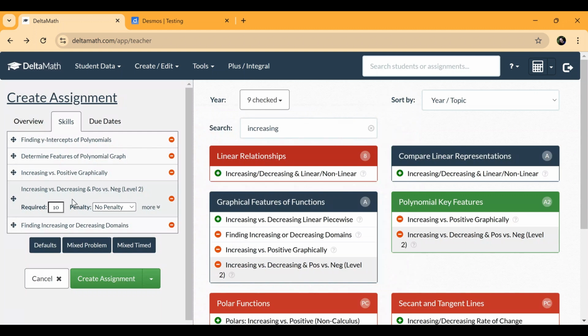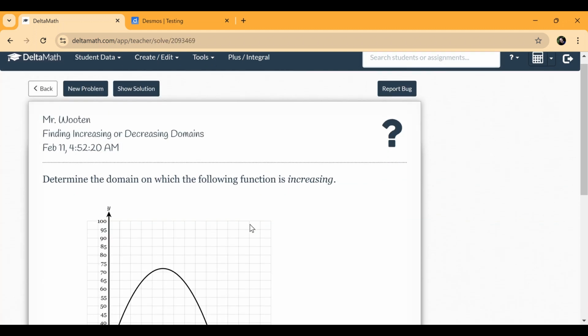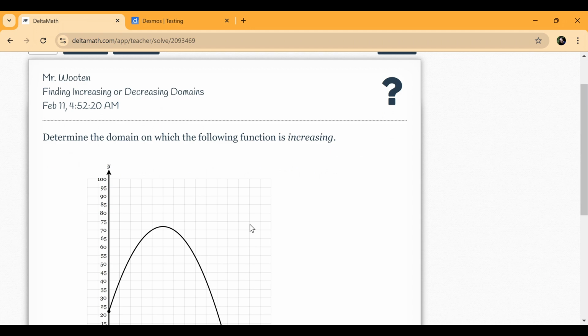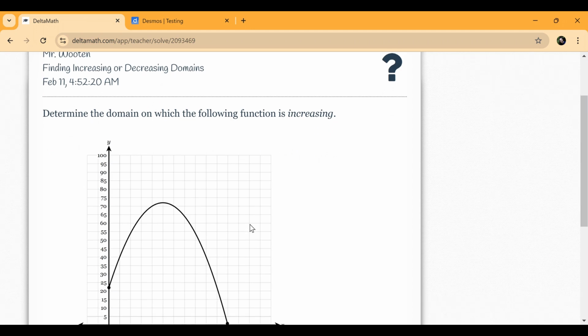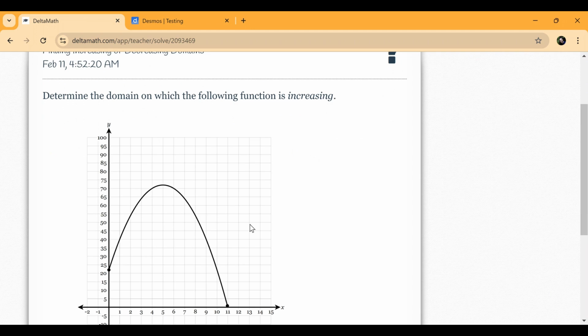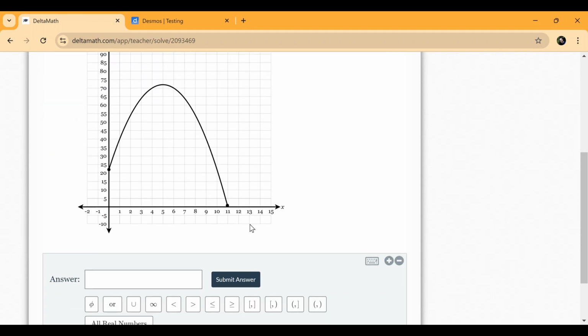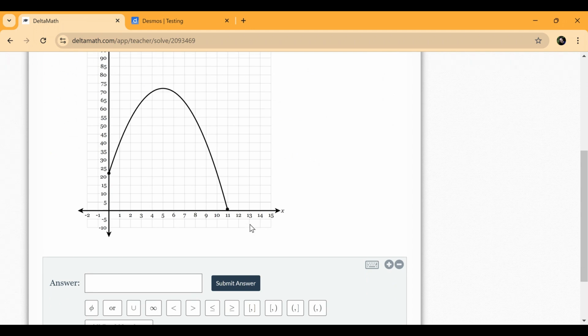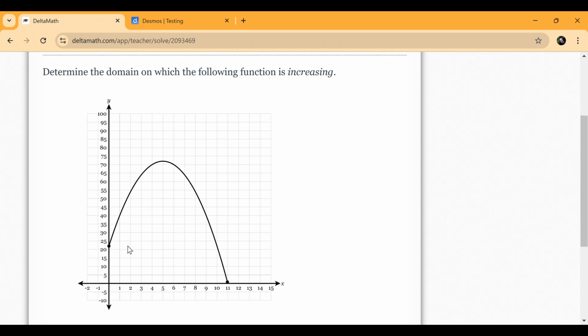All right, coming back, let's look at the final section. Determining the domain on which the following function is increasing. In this problem, you're just telling me when is the graph increasing or when is it decreasing, and you're giving it to me as a domain. So increasing, that's going to be this left side of the parabola. That's going to start at x equals 0, and then it's going to keep increasing until I get up to the very top at 5.